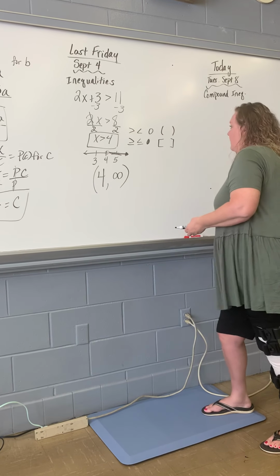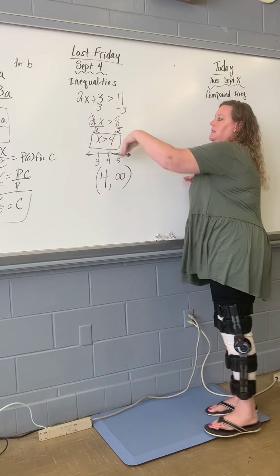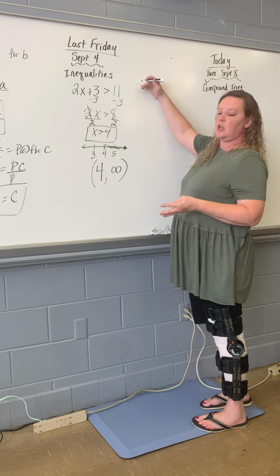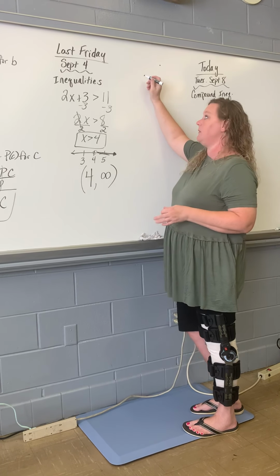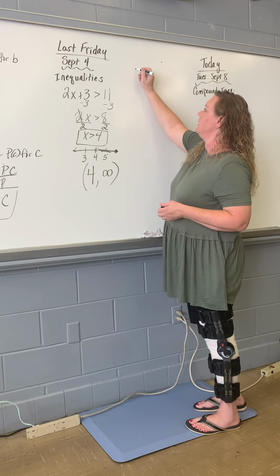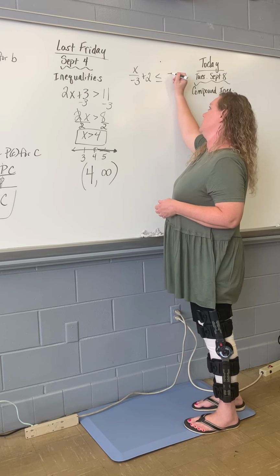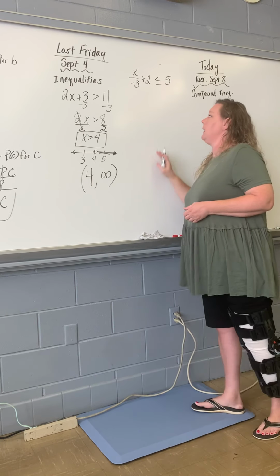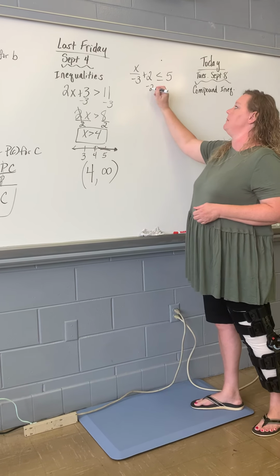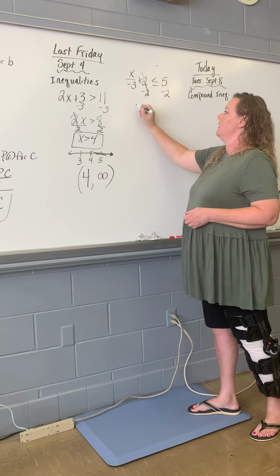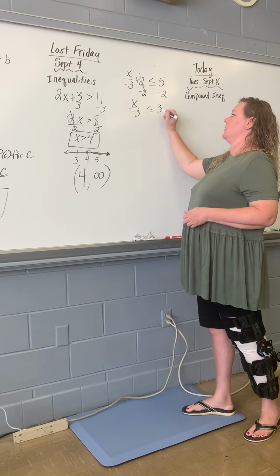Now, let's talk about how these are different from an equation, because all this was exactly the same. The only thing that changes in an inequality is if I happen to multiply or divide by a negative number. So if I have x over negative 3 plus 2 is less than or equal to 5, I start out the same way. I need to get rid of this plus 2 first by doing a minus 2 on both sides. So I have x over negative 3 is less than or equal to 5 minus 2, which is 3.